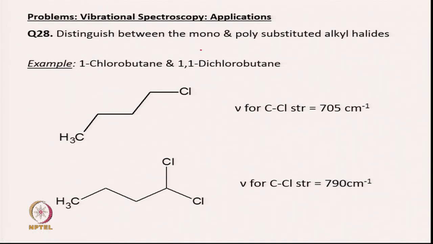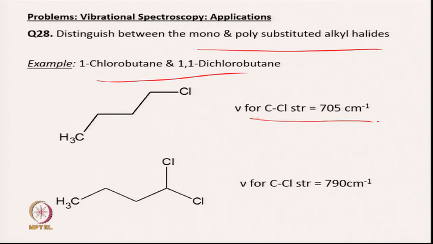Mono and polysubstituted alkyl halides can also be distinguished. For example, 1-chlorobutane and 1,1-dichlorobutane can be distinguished by IR spectroscopy. Here the frequency will be at a lower wave number when you have only one Cl, but if you have two Cl, then this frequency will increase to 790 cm^-1. So you will be able to distinguish between mono and polysubstituted alkyl halides.